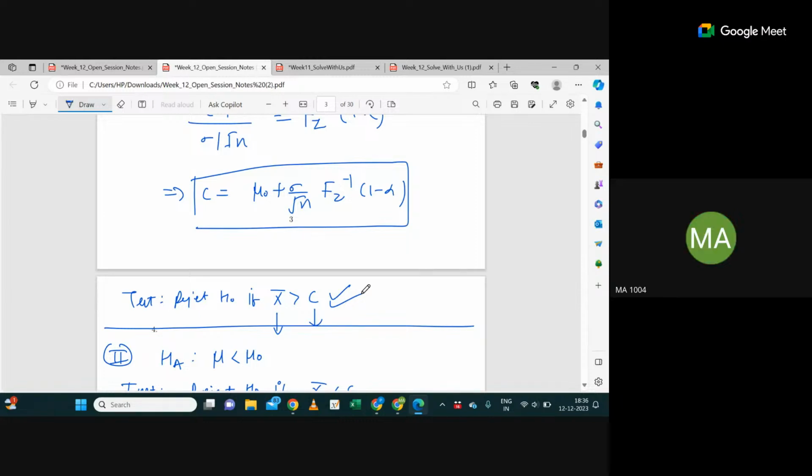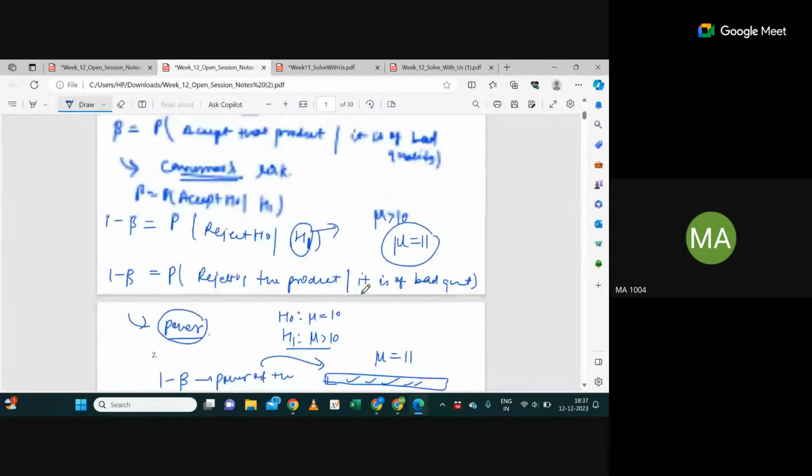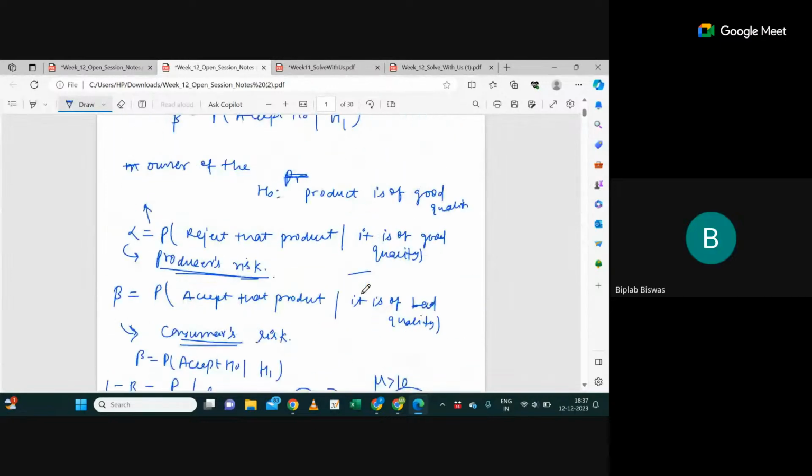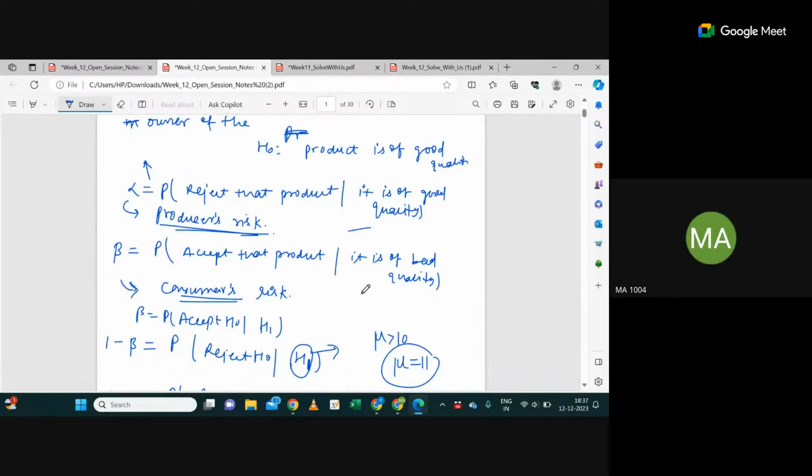Yes, there is a correlation, as I told a few seconds before this example. Type 1 error is nothing but the probability of rejecting something when H naught is true. I took one example. Suppose there is a manufacturer, the owner of a company, and some product is being manufactured there. Suppose I define my H naught as the product being of good quality. Then alpha is defined as the probability of rejecting H naught when H naught is true.